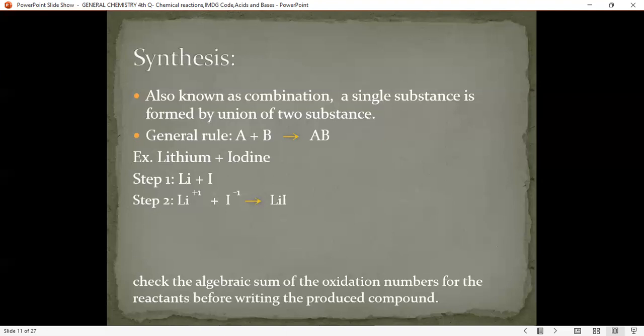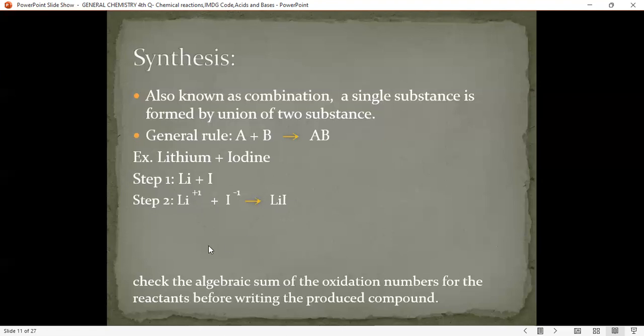Okay, so if ever you see this general rule, A plus B will yield AB, then that will refer to synthesis or combination reaction. All right, are we clear with that? So just going back to our oxidation state, we have here for lithium +1 oxidation state, and for iodine, we have -1. So the cation here is written first, that would be lithium, and next is the anion. Okay, so if you use the crisscross method on these two oxidation states, both of them will have a subscript of 1. Am I correct? Okay, so here we first write the cation or the positive ion, which is lithium, and then followed by the anion, which is the iodine. Iodine is the non-metal here.